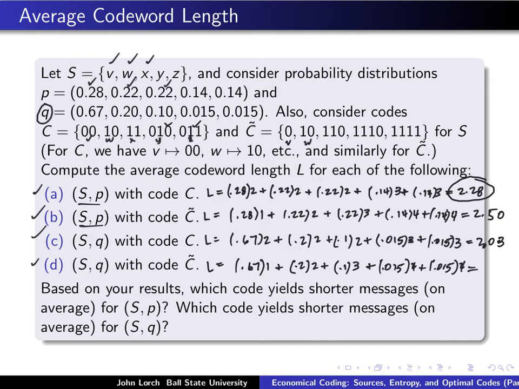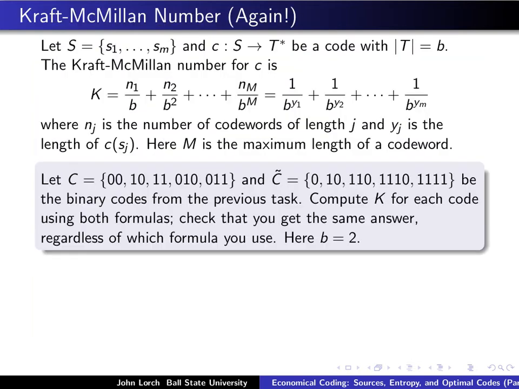And now if you make that sum, I get 1.49. So again, now let's suppose we have source S comma Q, and we're trying to decide whether to use code C or code C tilde. And we see that C tilde has the smaller average code word length, and so that would be the one that we would choose in that setting.